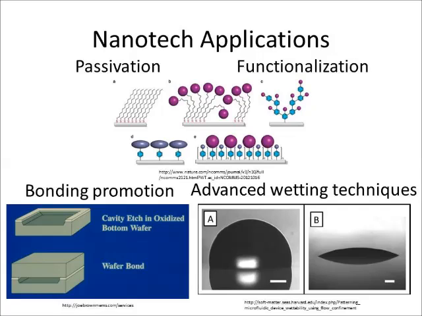Nanoscale surface modification comes into play in microfluidics for various reasons. Surfaces are often modified in order to passivate them, preventing parts of the fluid or the reagents from interacting with the surface. Surfaces are also modified for functionalization, changing the surface chemistry of the device, often to trap some analyte from the sample. Surfaces can also be modified to promote bonding.